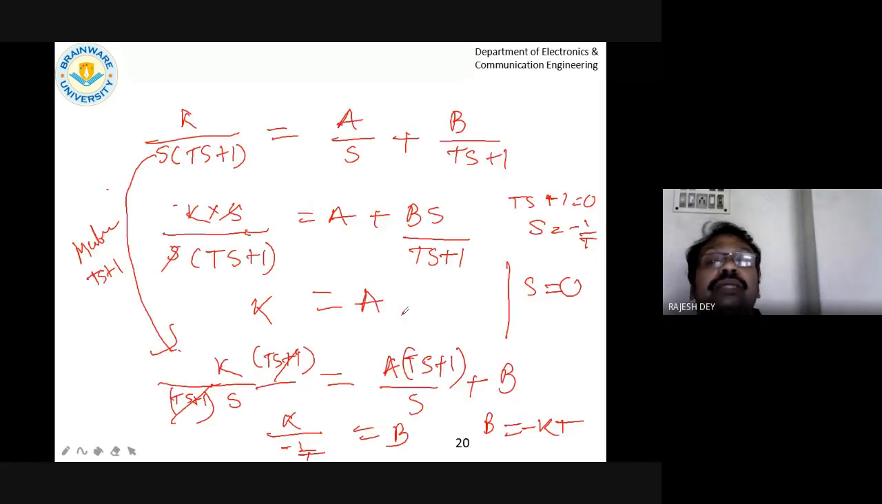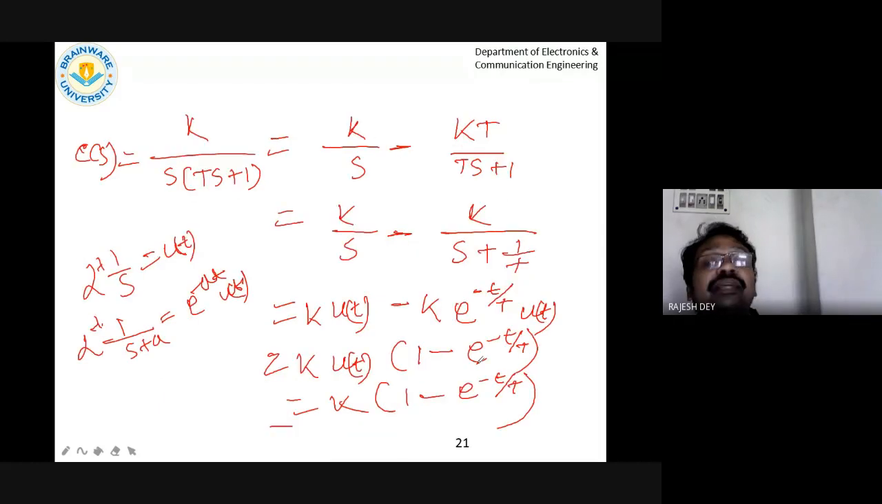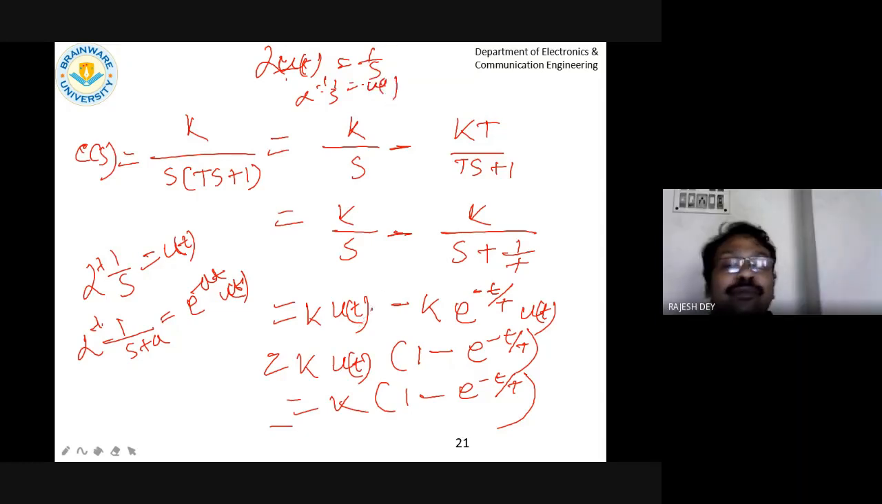Partial fraction by the same technique, A by s plus B by Ts plus 1, we calculate A and B. K by s is automatically converted to ut, as the Laplace transform of ut is 1 by s. Go to the time domain, and by shifting, s is shifted by 1 by t, and by this property 1 by s plus a is e to the power minus at into ut.